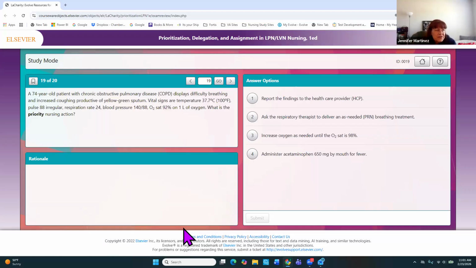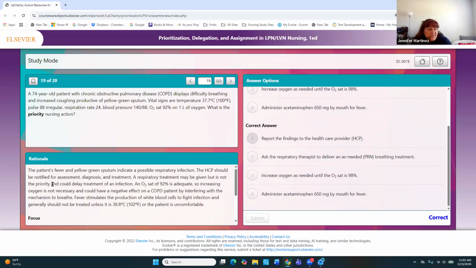So a 74-year-old patient with COPD displays difficulty breathing and increased coughing, productive of yellow-green sputum. What is going to be our priority nursing action? One, because of the yellow-green sputum. I'm thinking one.